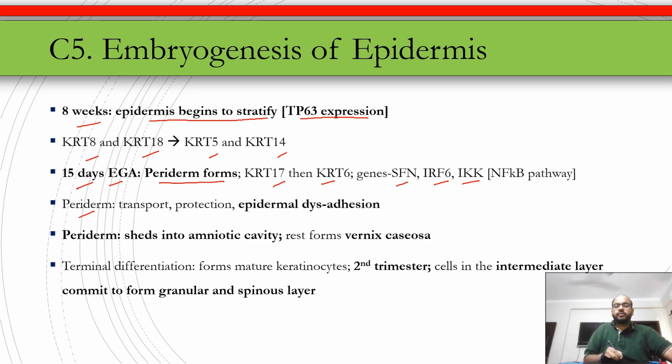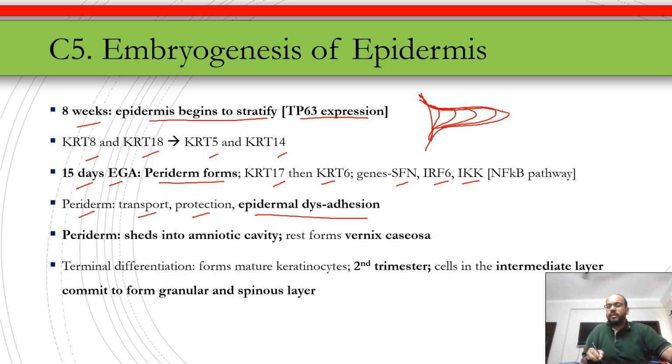Now, periderm is responsible for transport, protection, and epidermal disadhesion. What do you mean by that? So when the limb buds, for example, if the arms have to form, let's say this is a developing embryo, they will form a bud, and then this bud will keep on elongating, keep on elongating, and eventually it will form an arm. Okay? And similarly, fingers. Clear? Now, what would happen is there has to be some protection to the developing bud so that it does not attach itself back to the epidermis. To prevent that attachment, periderm helps. So this is known as epidermal disadhesion.